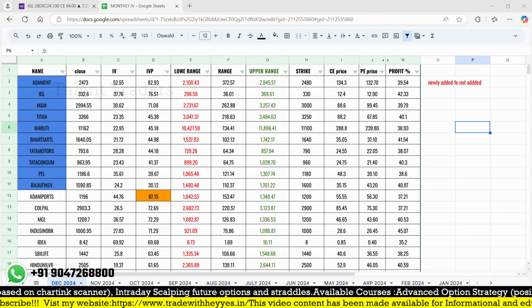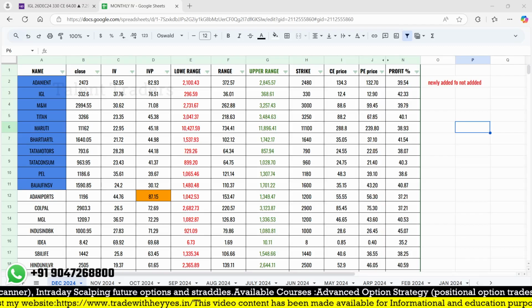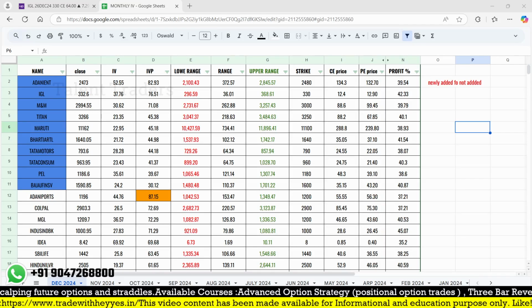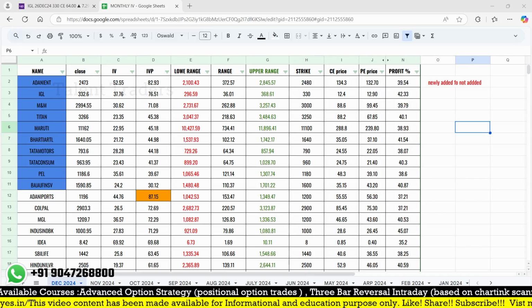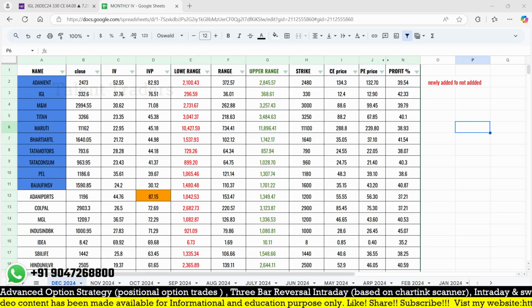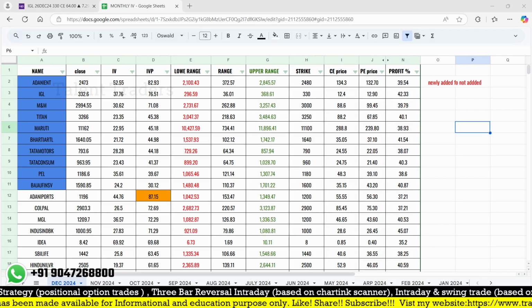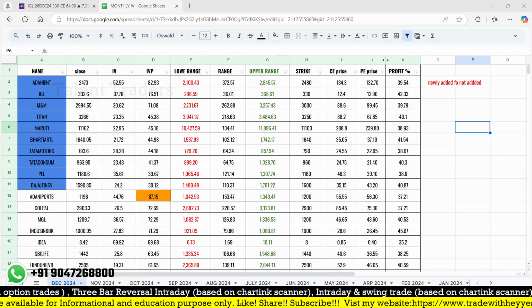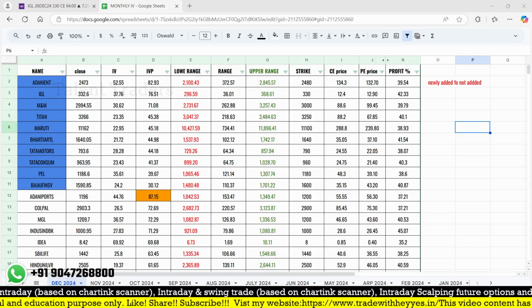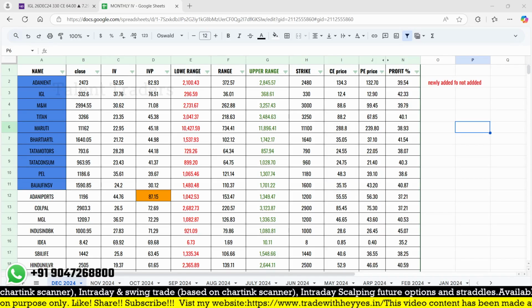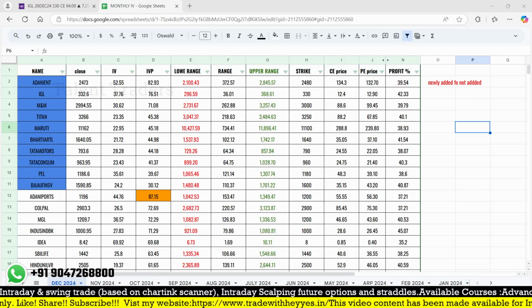And the logics I'm not going to discuss here because it is course content. And how we are picking out the stocks is the main intent of this course, where you can pick some 3 to 5 stocks in a month. Not for a day, not for a week. On a monthly basis, how we can select 5 different stocks for positional trading.